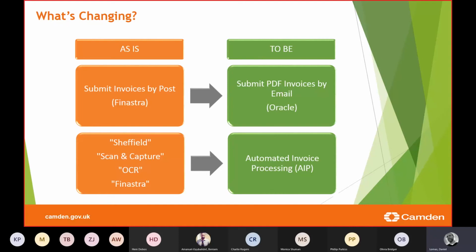Just for the sake of clarity, the present process has been in place for about 10 years, and it has acquired a few nicknames. So you may know it as Sheffield, Scan and Capture, OCR or Optical Character Recognition, or simply as Finastra. They're all the same thing, and if you recognize any one of those descriptions, you're definitely in the right place, and they'll all be replaced by automated invoice processing, AIP. Basically, in a nutshell, it's optical character recognition applied against a PDF.